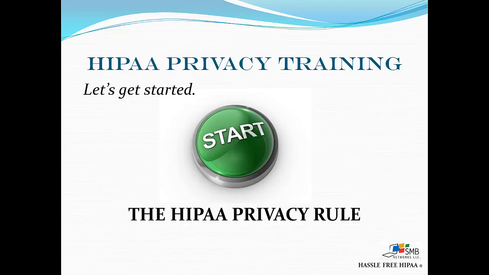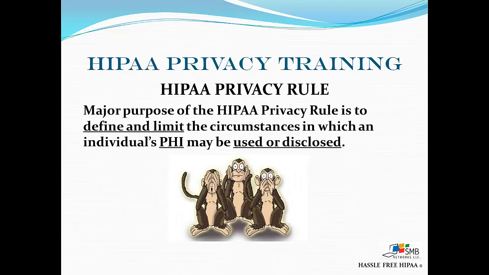So let's get started with the HIPAA privacy rule. The major purpose of the HIPAA privacy rule is to define and limit the circumstances in which an individual's protected health information may be used or disclosed.